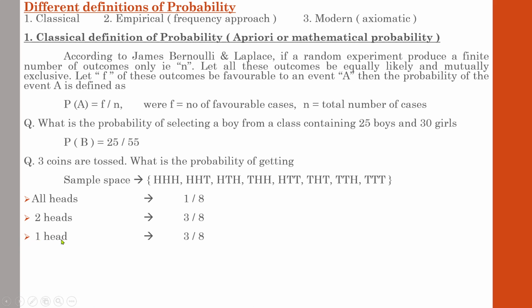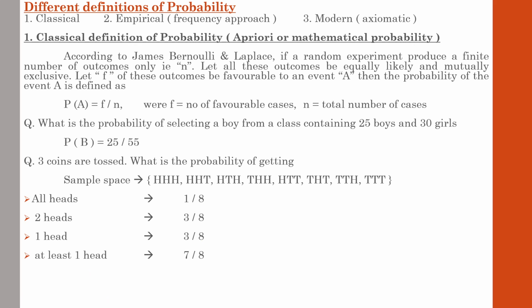Next, one head. How many events include one head? See, here it is 3, here it is 2, here it is 2, here it is 2. Here it is 1, 1, 1. So again the answer is 3 by 8.